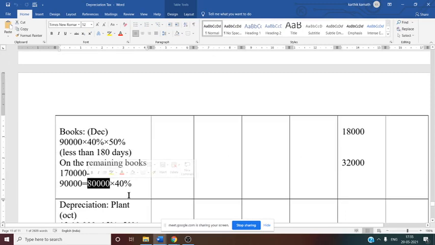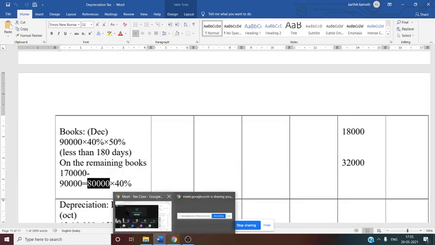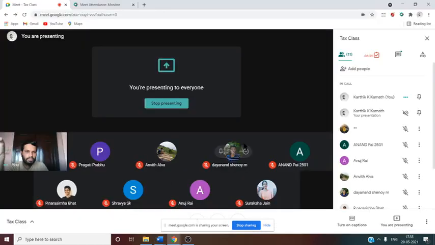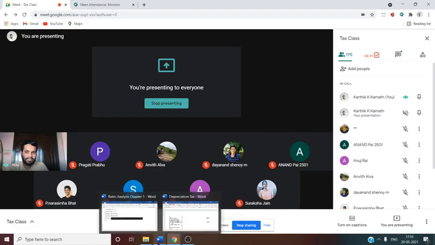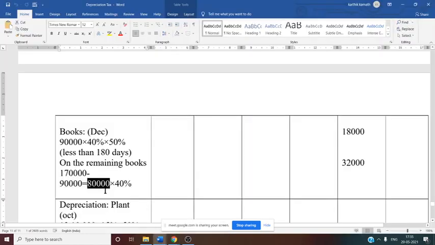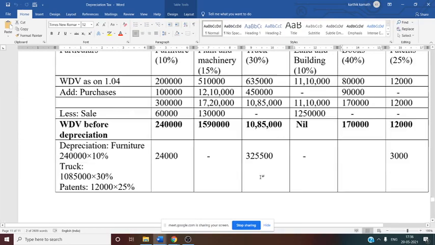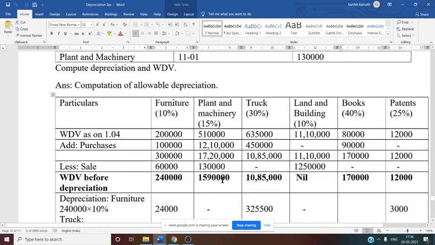Is this remaining balance more than 180 days? Yes, sir, it is more than 180 days, since that balance is given at the beginning of the previous year. That is why 80,000 into 40% directly. So answer is 32,000. Now under book we have written two types of depreciation: one on the purchase which is less than 180 days, and one on the remaining book. So total depreciation for book is 50,000. Okay, so now book is done. What else is left now?